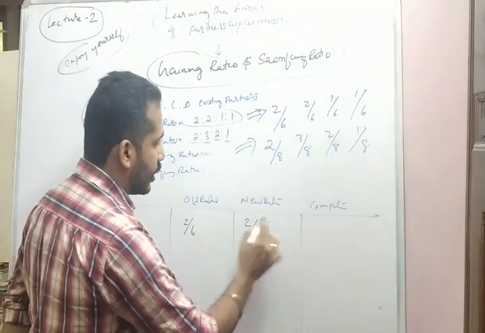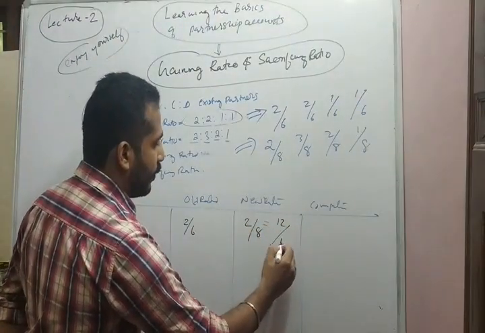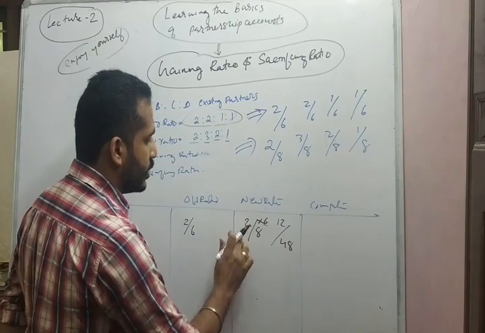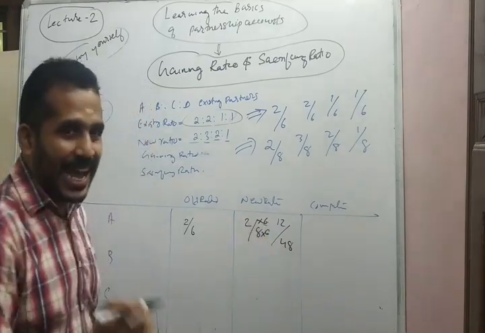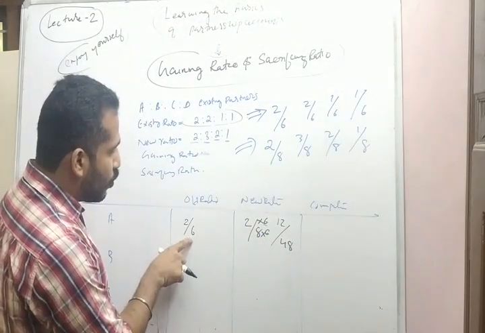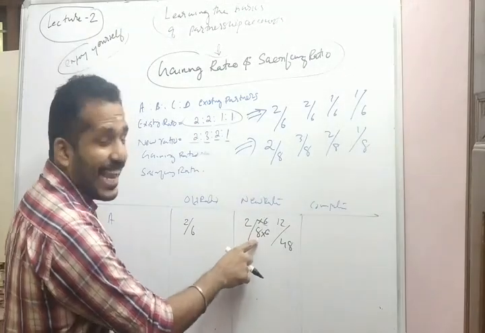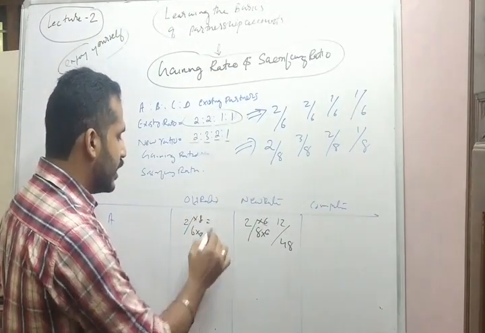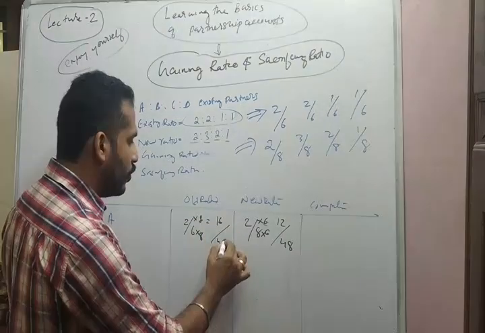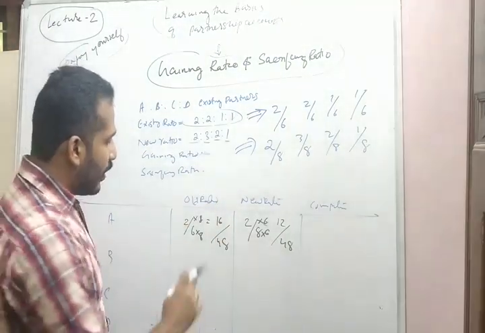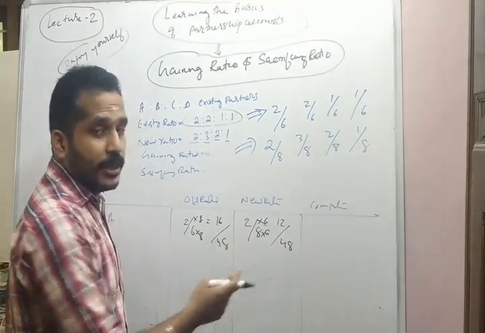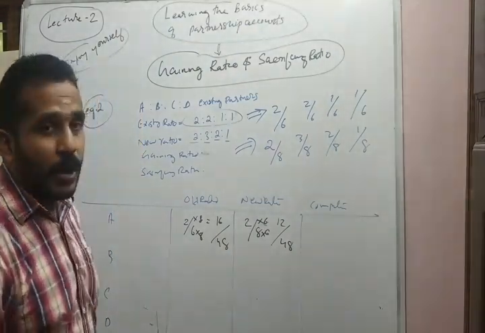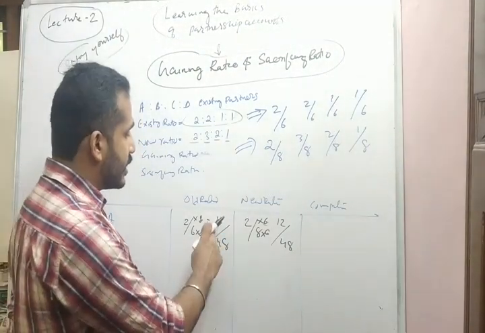So we will get 12/48. 2 into 6, 8 into 6, and multiply this 2/6 using 8. So 2 into 8, 6 into 8, then we will get 16/48. So if here the denominator is equal now, how will we arrive at the solution?